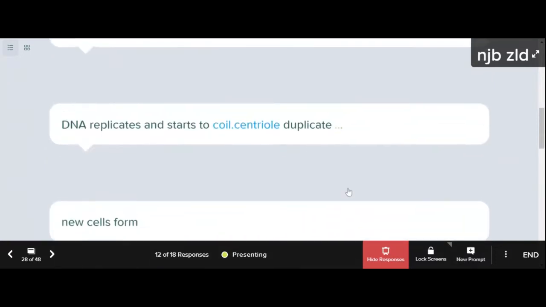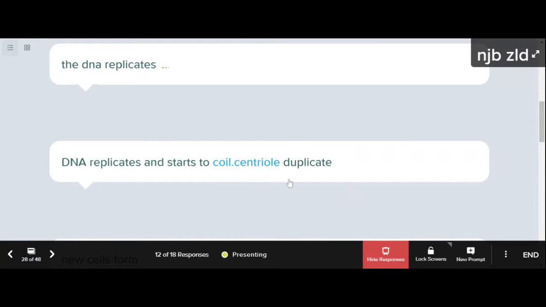Oh, you know what? I want to stop and edit that. I don't think that's correct. I don't think DNA starts to coil until prophase. I think that's a mistake in this deck that I'm going to fix. I apologize for that, that's our fault. It doesn't start to coil until prophase begins. I don't know why that's in there. That should be changed.